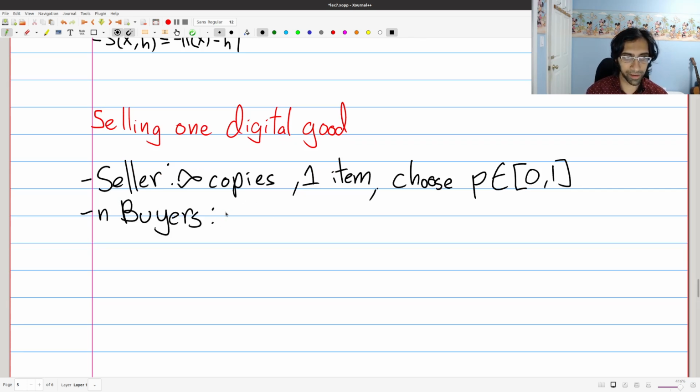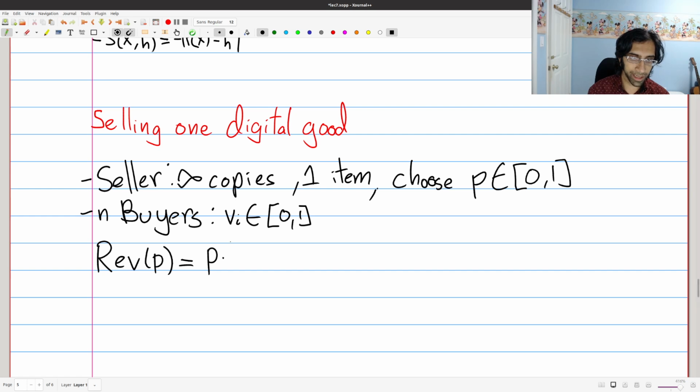Each of these buyers will have some valuation v_i, which is in [0, 1]. And like we said, if their value is greater than or equal to the price, then they'll buy it. If not, they don't. As a result, the revenue of the seller at some given price P is going to be equal to the price P times the number of people whose value is greater than P.